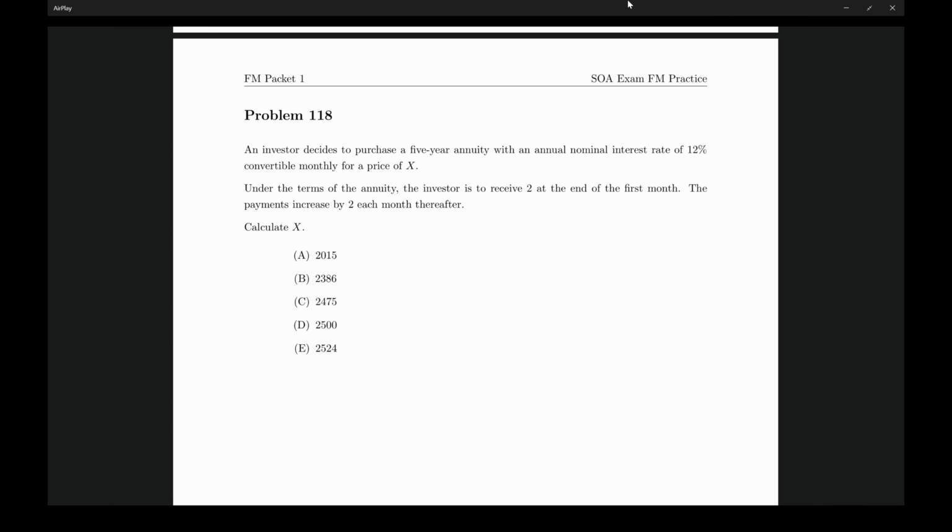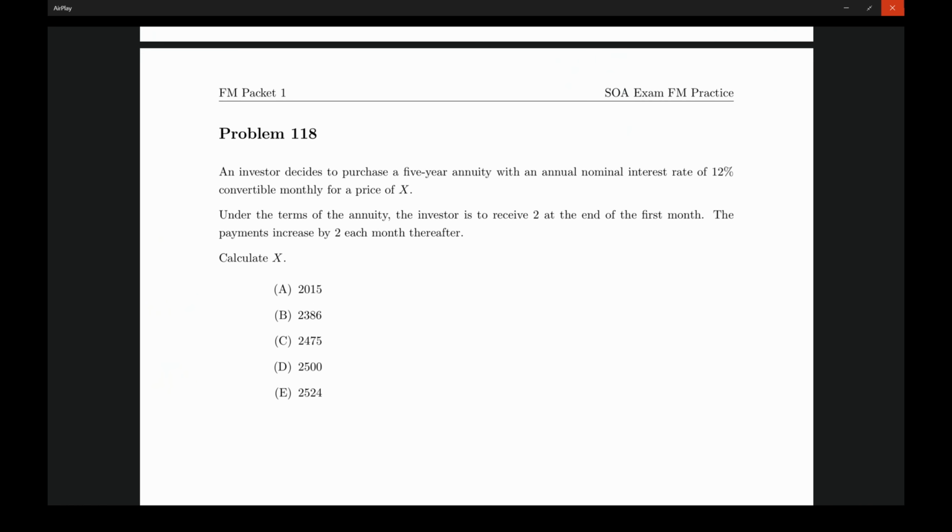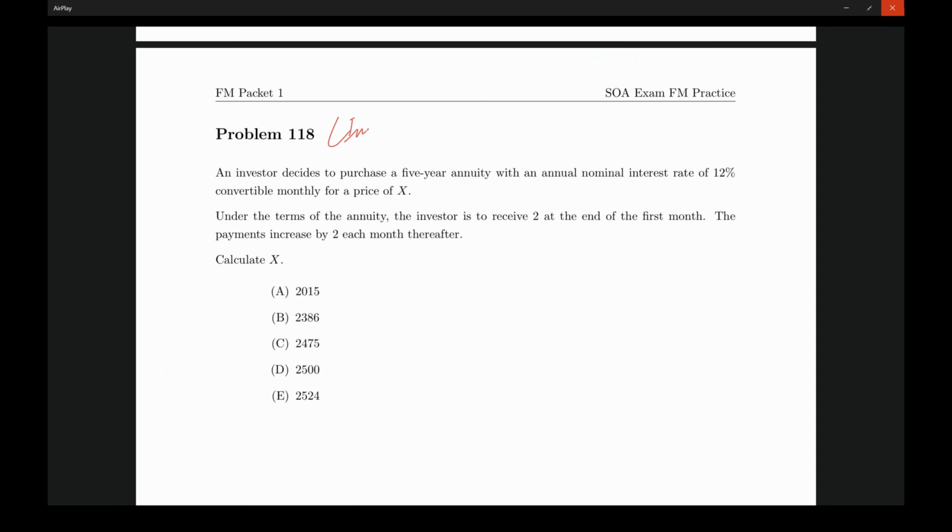Okay, so let's go ahead and look at this question. This one is also about increasing annuity.